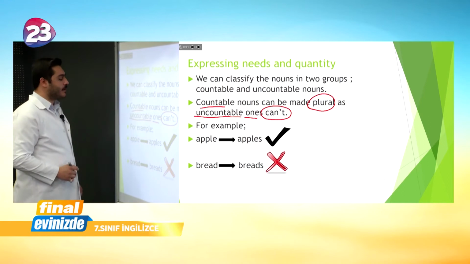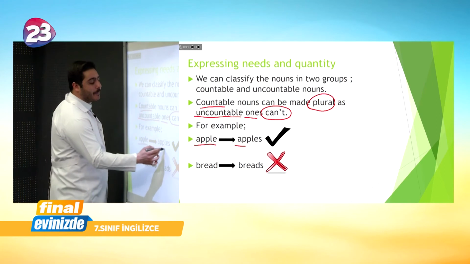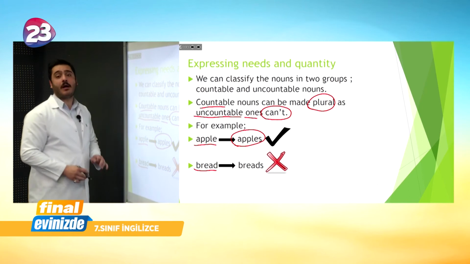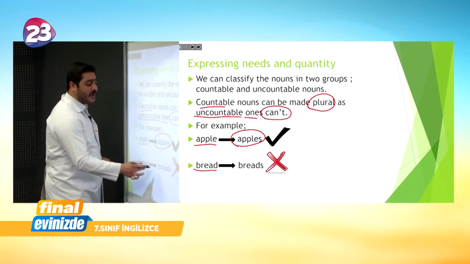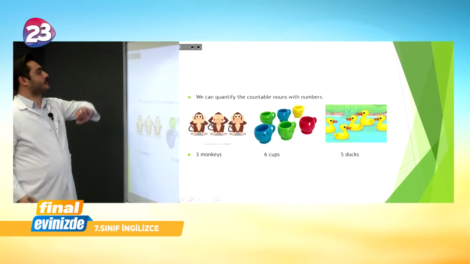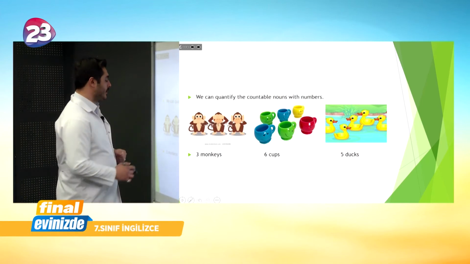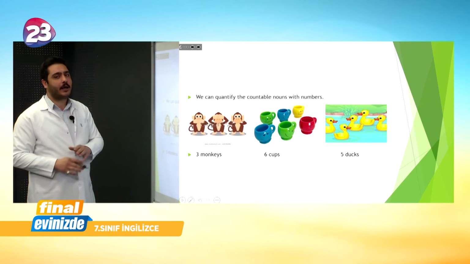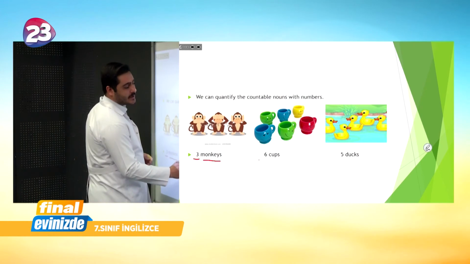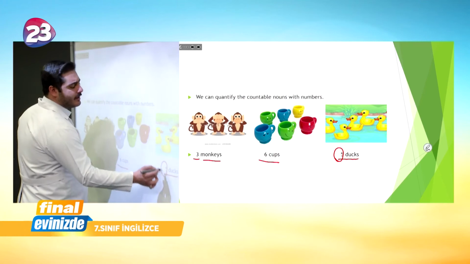What does this mean? Apple is a countable noun, so we can make apples. We can make it plural. But bread is an uncountable noun, therefore we can't make bread plural. We can quantify the countable nouns with numbers, but in uncountable nouns, it is impossible. For example, 3 monkeys, 6 cups, 5 ducks. We can quantify with numbers, you can see.